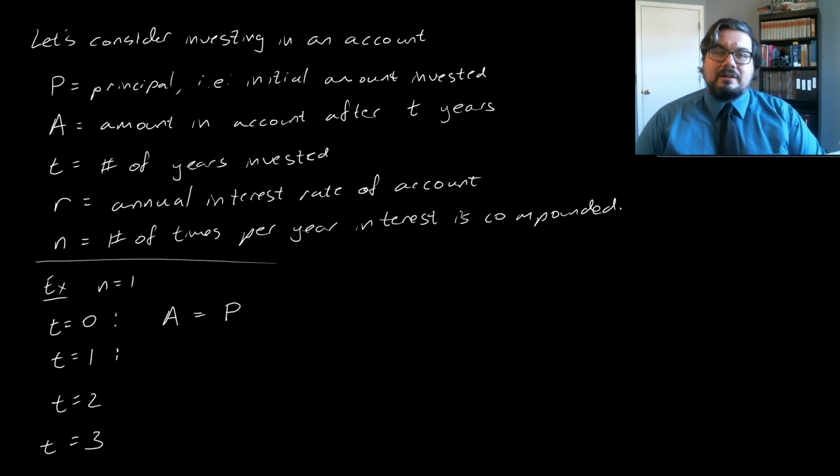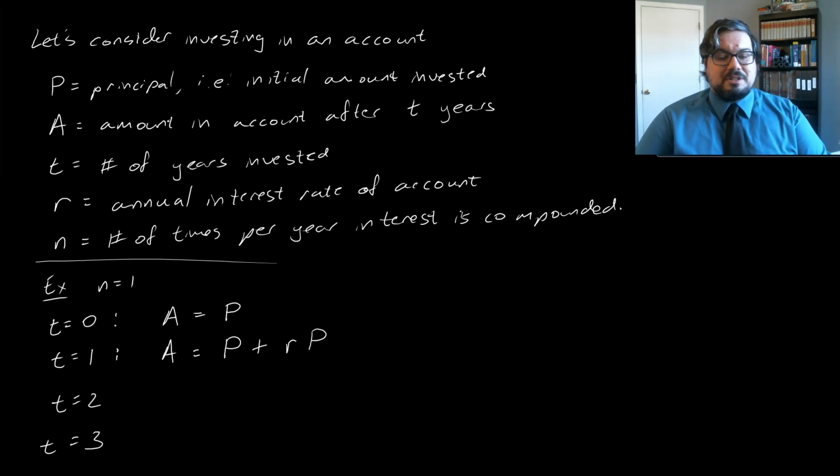Now, after 1 year, the bank looks at your account and says, "Oh, thank you for investing with us. What we're going to do is take your principal and give you some extra money. We're going to pay you for investing your money in our bank, and that is going to be given by the interest rate." So you're still going to have the money that you had before, but now you're going to get an additional amount of money, which is calculated by taking the interest rate times your principal. So this is the interest that you've earned in the first year.